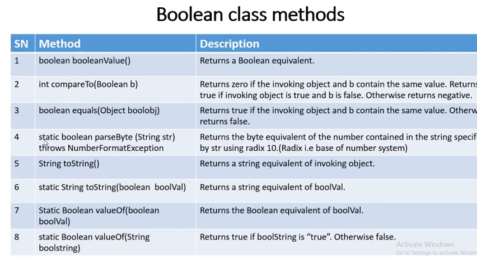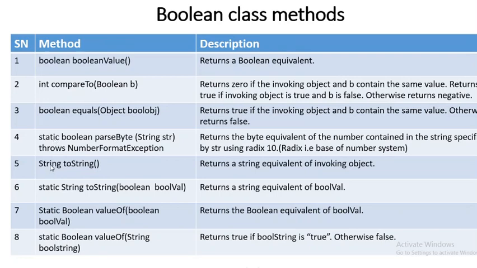This is a static method, parseByte(String str). This string str will be converted, and it returns the byte equivalent of the number contained in the string specified by str. Okay, we will skip this method. It is for byte, so don't use this method.